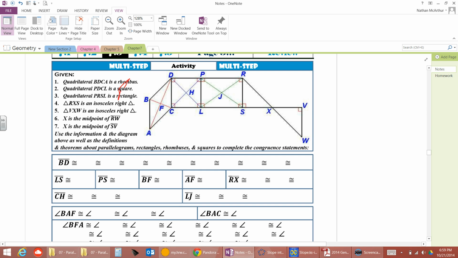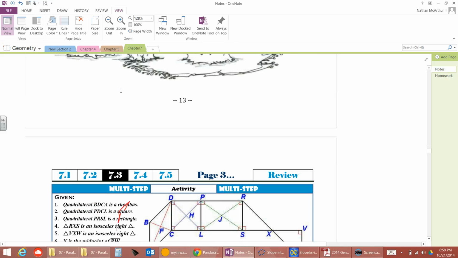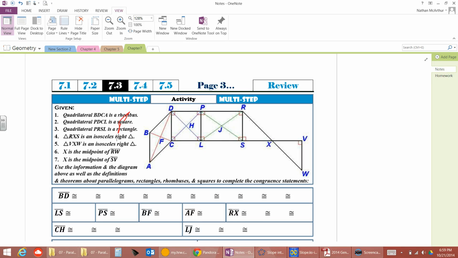All right, so first we understand BCDA is a rhombus. That's this guy right over here. This BDCA right here is a rhombus, so it follows all of the rhombus rules. This one here is a square, and it follows all of the square rules. This one here is a rectangle, and it follows all of the rectangle rules.